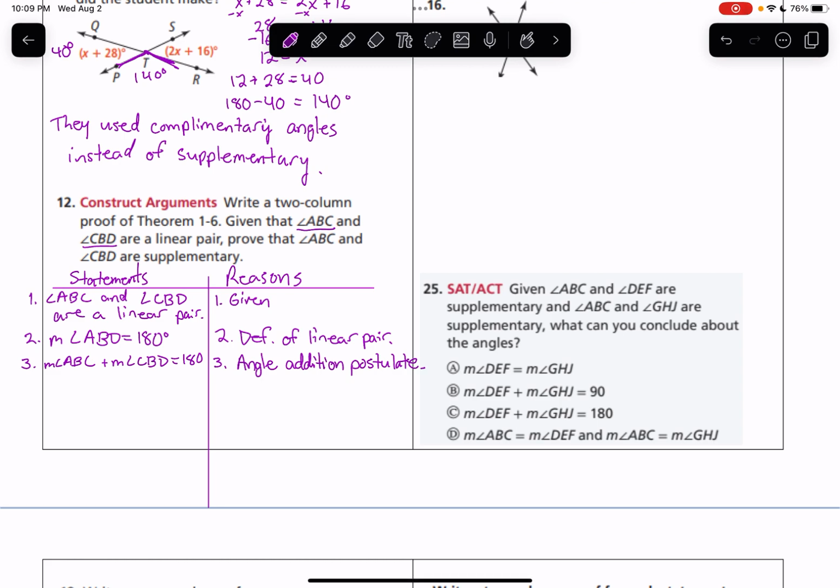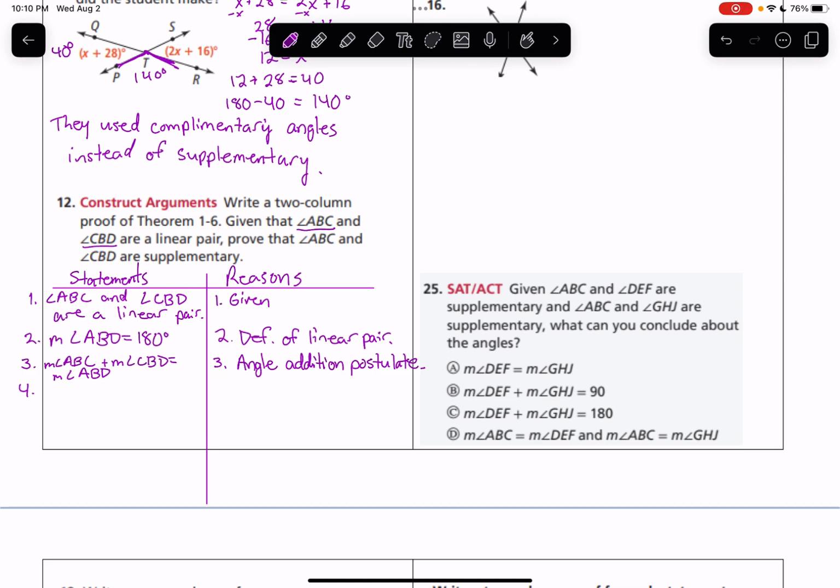All right, on to number 4. I miswrote this last step. I shouldn't have said equals 180. I should have said equals something else. Let me put this line back here. They should equal the measure of angle ABD. That's what the angle addition postulate says. That means that the 2 smaller angles together equal the bigger angle.